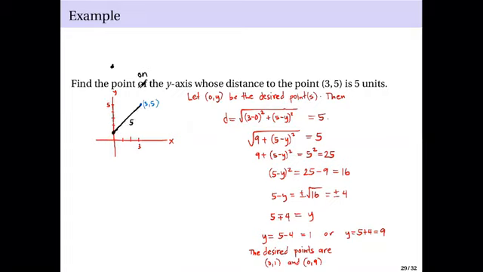Question before I proceed to our last example.